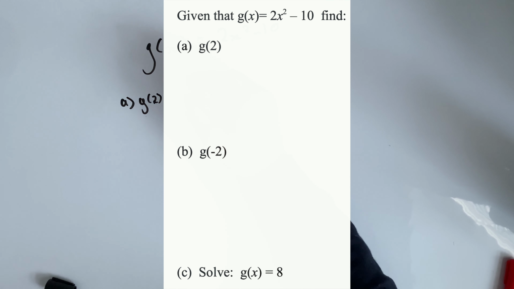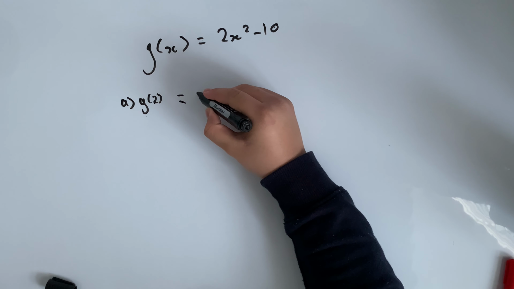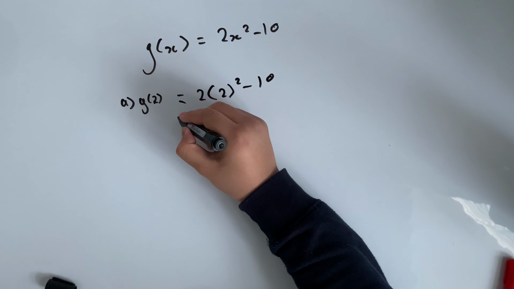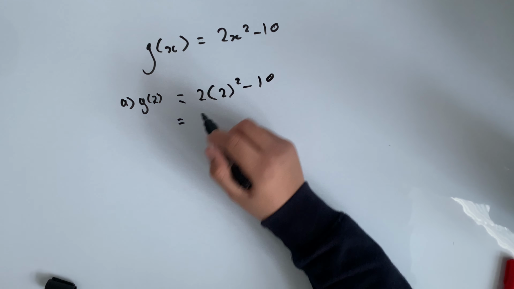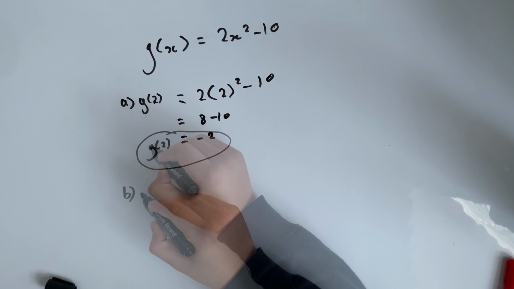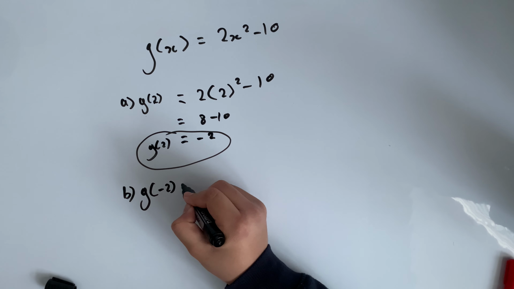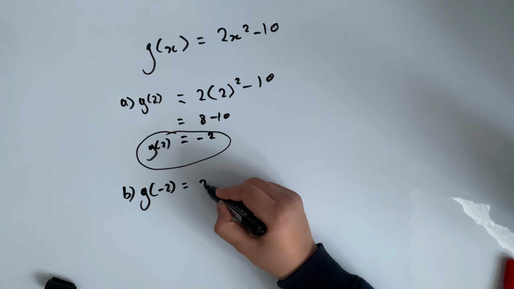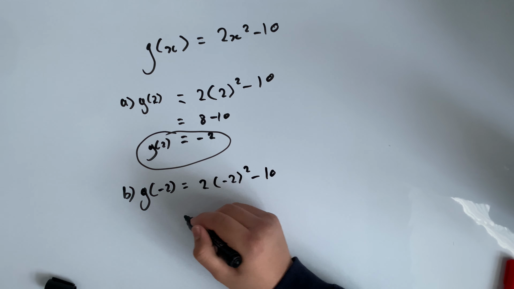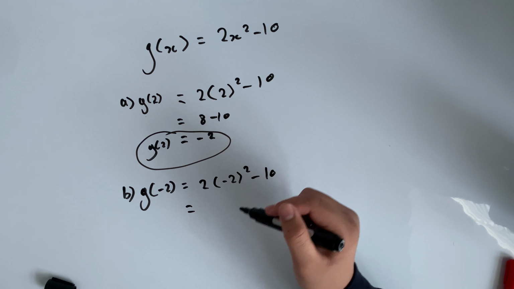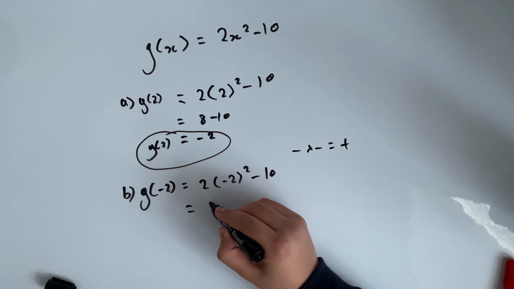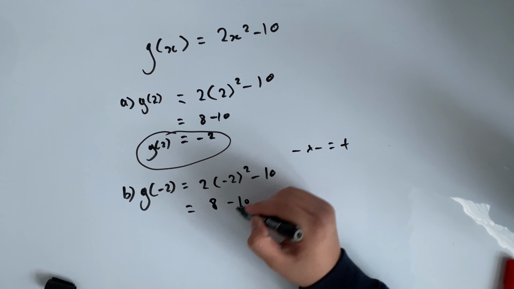Now for this question, we simply just place the 2 in the x. So 2 squared minus 10. 2 squared is 4, 4 times 2 is 8, minus 10 equals minus 2. For b, it's g of minus 2. So we simply just place the minus 2 in there. So minus 2 squared is 4, because minus and minus forms positive. Then it's 8 minus 10, which forms minus 2.